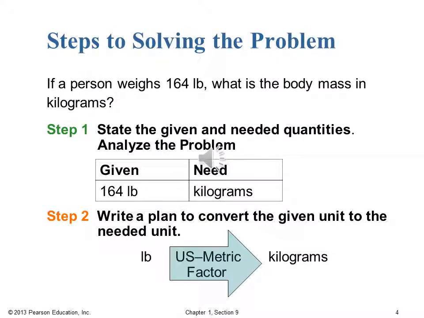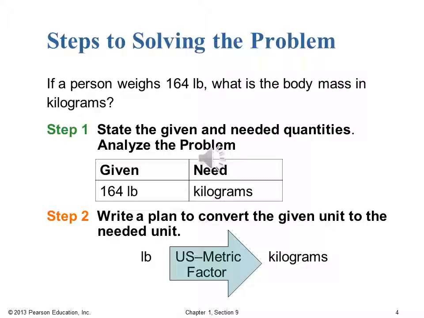Let's start with a relatively easy problem. The question is: if a person weighs 164 pounds, what is that person's body mass in kilograms? If we apply those steps we just discussed, step 1 is to state the given and needed quantities and analyze the problem. We're given 164 pounds. We need to know what that amount relates to in kilograms.